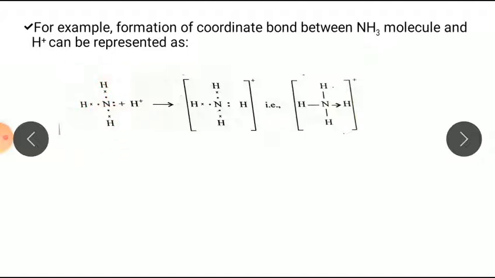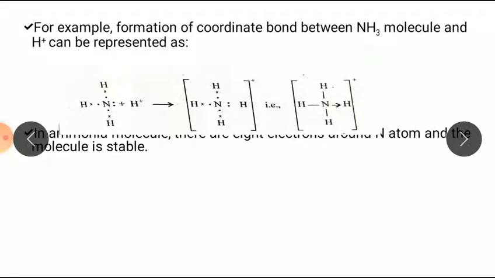At that time, what will happen? When the electrons of this nitrogen are donated to this hydrogen, then there will be formation of what? NH4+ molecule. At that time, 2 electrons of nitrogen will be given to the hydrogen, so that's why the arrow should be pointed towards this H, and then there will be formation of the NH4+ molecule.